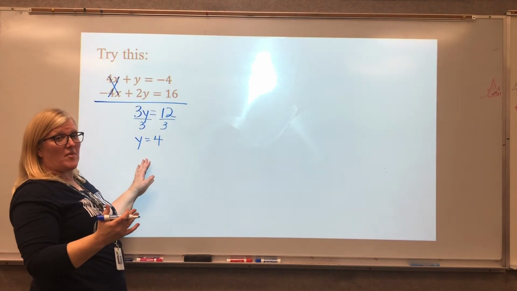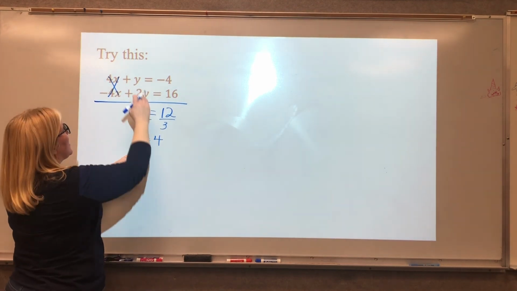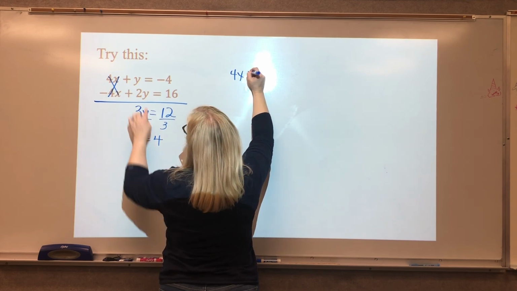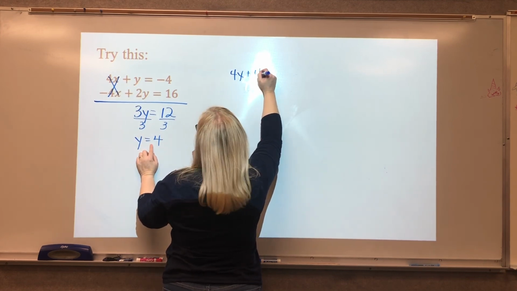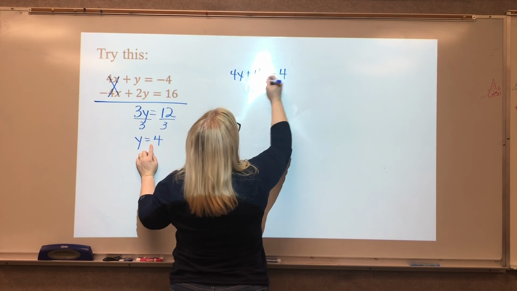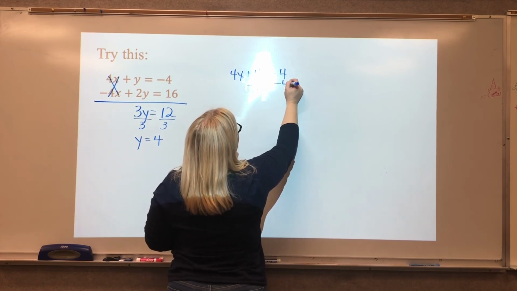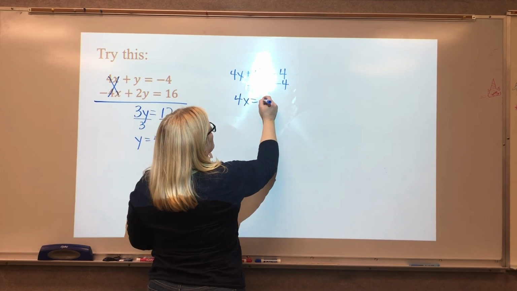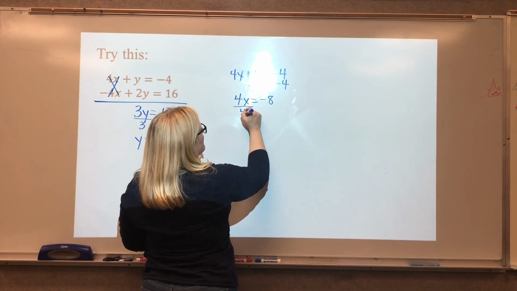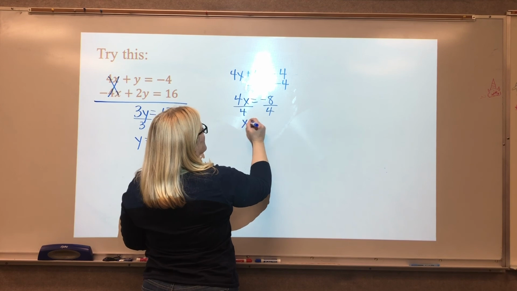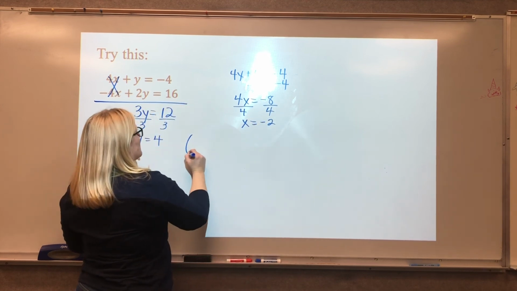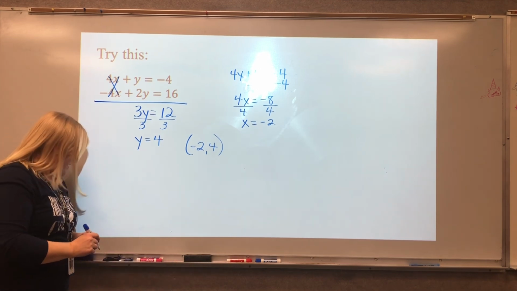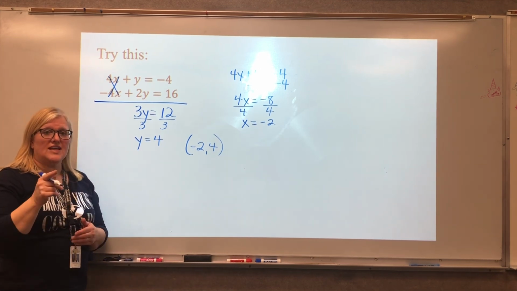Again, this is only half my answer, so I've got to take it and plug it back in. So I've got 4x plus y, which is 4, because I found that one, equals -4. Lots of 4s. I'm going to subtract 4 from both sides. I've got 4x equals -8. Divide by 4, x is -2. So my answer is -2, 4. All right, we're going to do some more in the next video.